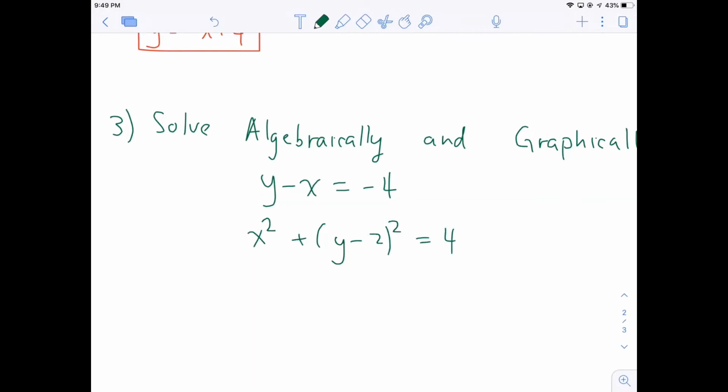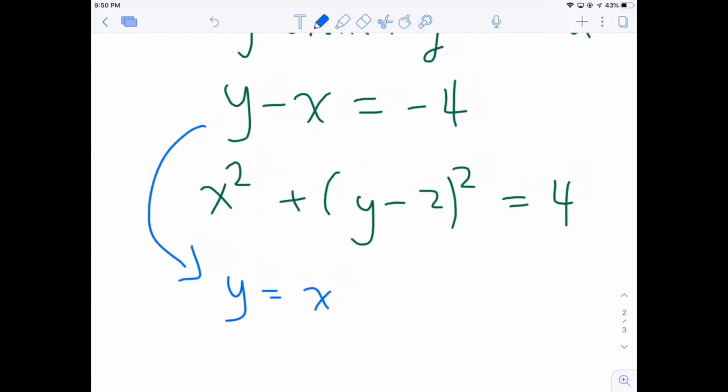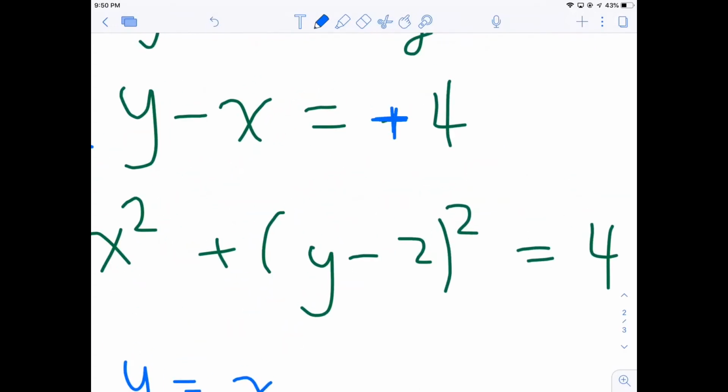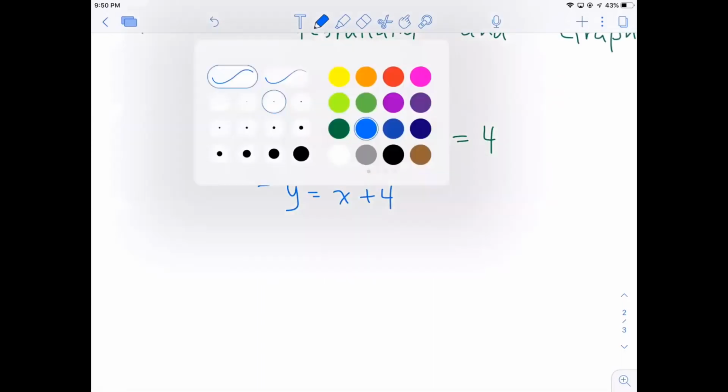All right. So again, we've got a line up here and the equation of a circle as our second equation. Let's take a look at our first equation. Do we want to solve for y or x? It does not matter. I'm going to solve for y. Actually, sorry, we're going to make this a plus 4. So let's make this y equals x plus 4. And we're going to take this and sub it in for that y in our second circle equation.